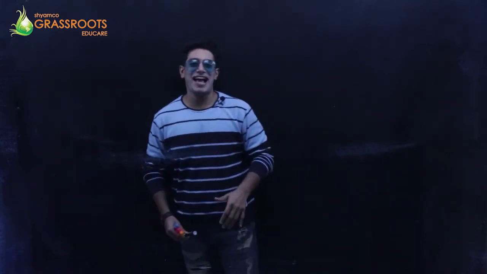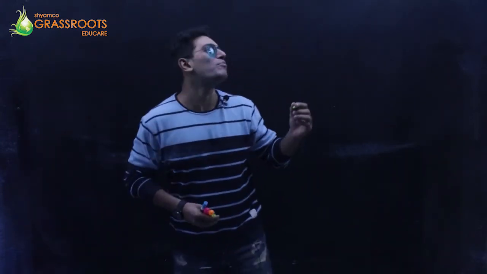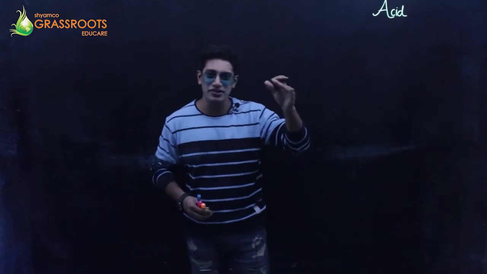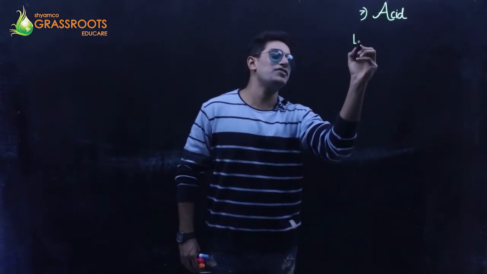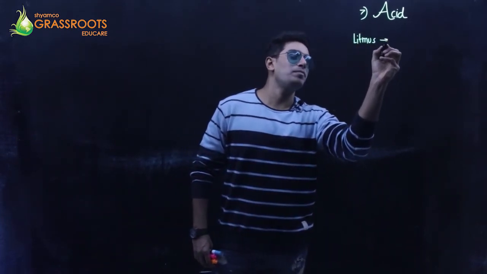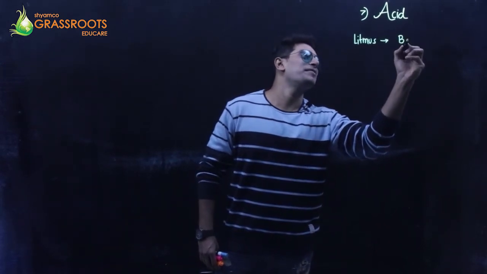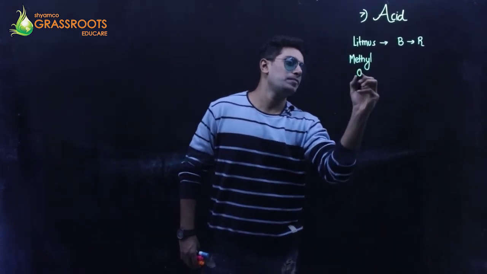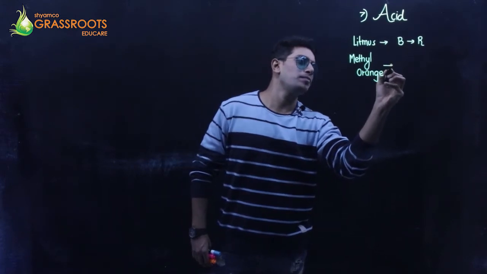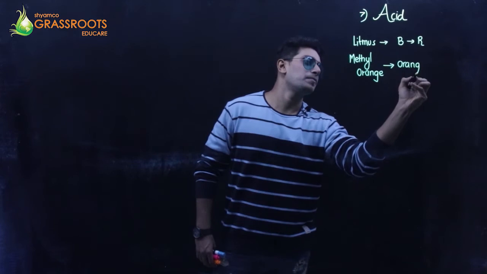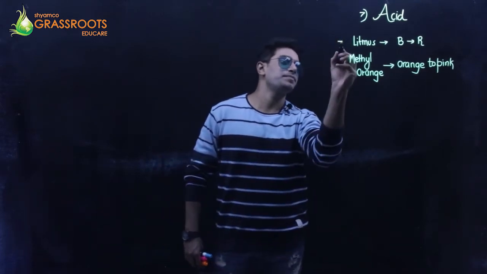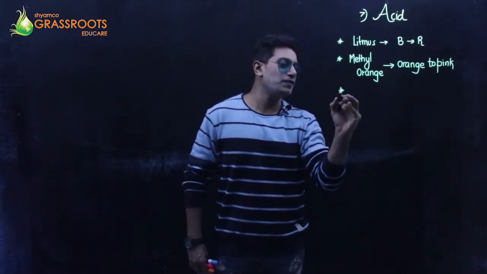Alright. Talking about the action on indicators. We've done this. Come on. When you're talking about an acid, forget about HCl or nitric acid or sulfuric acid. Let me talk about any acid, right? Can I say it turns litmus paper from blue to red? It turns methyl orange from orange to pink. And the next one, it turns phenolphthalein.